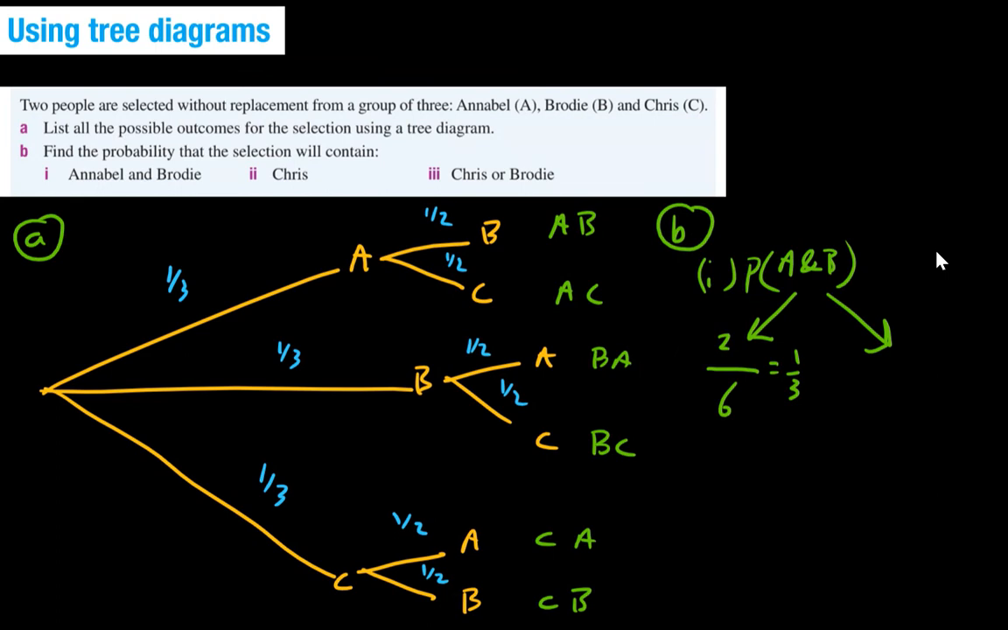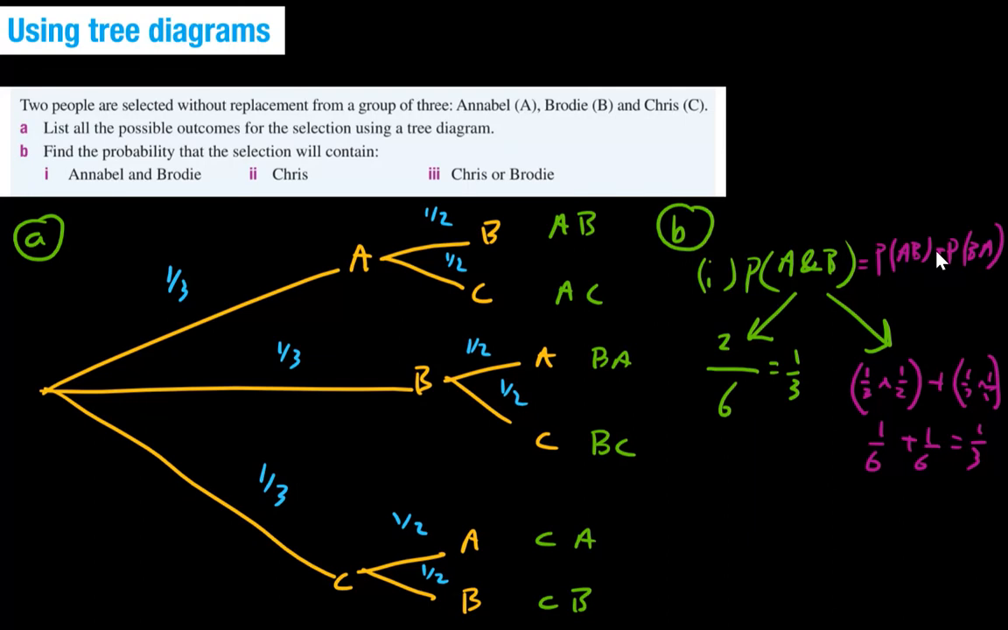The second way is to recognize that Annabelle and Brody is the same as the probability of Annabelle, Brody plus the probability of Brody, Annabelle, which is effectively what we had here. But we can do this without counting the outcomes. The probability of Annabelle is a third times the probability of Brody is a half, and the same here. A third times a half is 1/6, so 1/6 plus 1/6, which is a third.